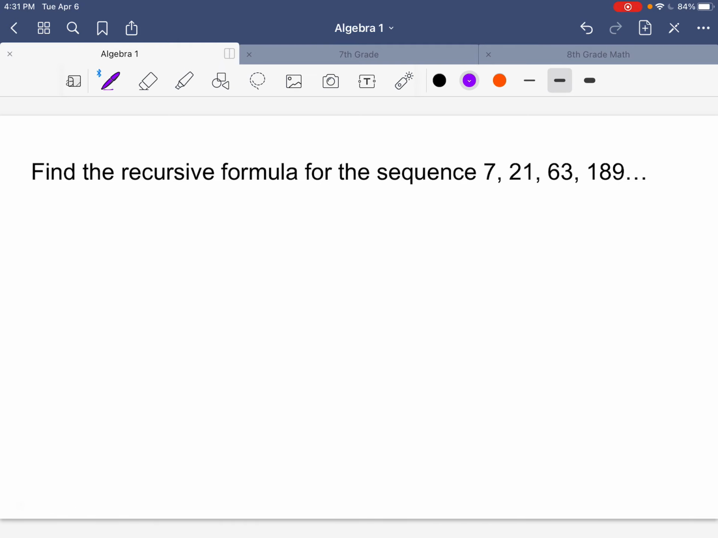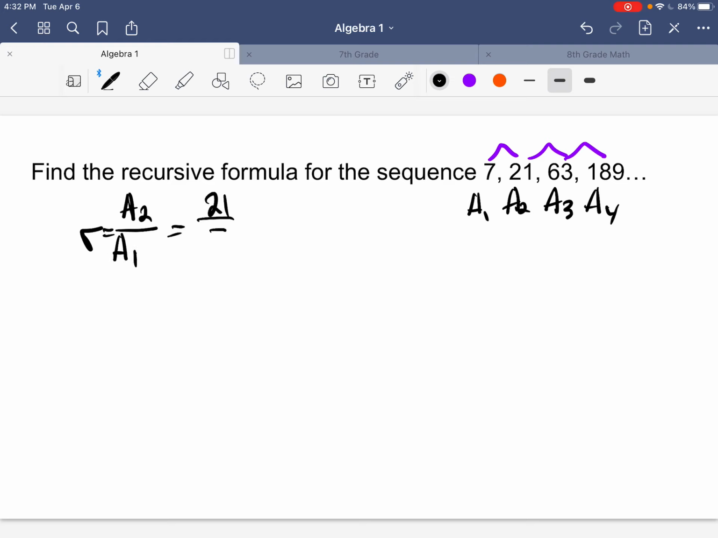So here's how we find the recursive formula for the sequence. How are we going from 7 to 21, 63, 189? What you're going to do, let's identify this as A1, because that's our initial value, A2, A3, A4. Well, to find the common ratio, I'm going to take A2 and divide it by A1. So A2 is 21, divided by 7 is 3. So the common ratio is 3.